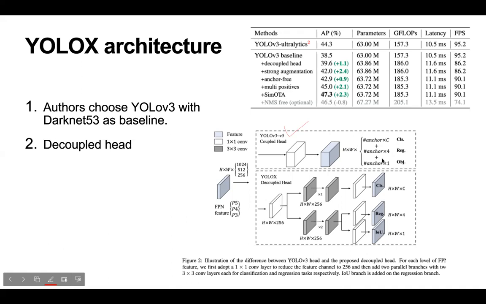And then they add two parallel branches. One is serving for predicting classification scores, and the second one is used for the regression task, and an IoU branch is also added on the regression branch. And as you can see here in the table, by adding the decoupled head, it allowed an increase in AP of 1.1 compared with the YOLOv3 baseline.